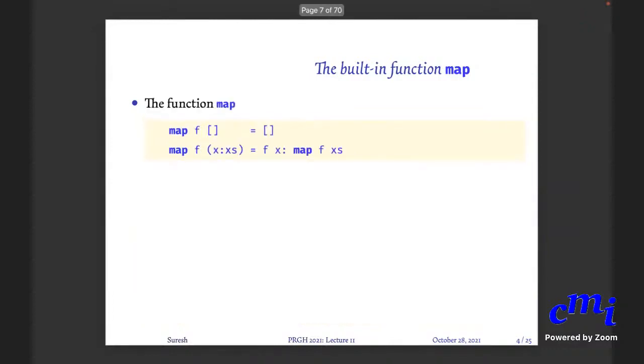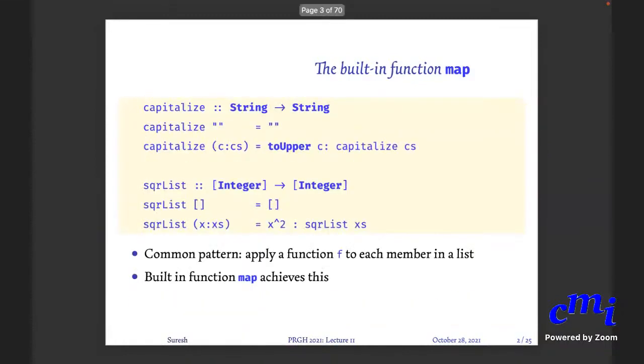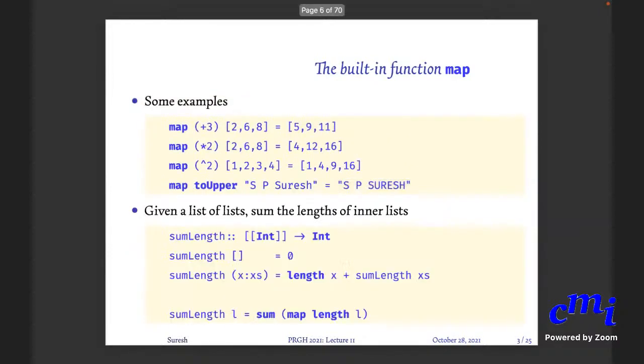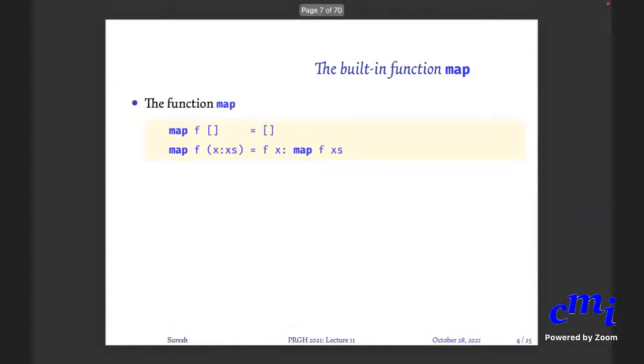Okay. The behavior of map is just this. It is exactly the same as the behavior of the functions we wrote here. Square list of empty list is empty list. Square list of x colon xs is x squared followed by square list of xs. Instead of x squared, you write f of x. That's it. And instead of square list, you write map f of xs. So map f of empty list is just the empty list because there is nothing to map. Map f of x colon xs: you first apply f to x and then you map f on the rest of this. Is this clear to everybody?